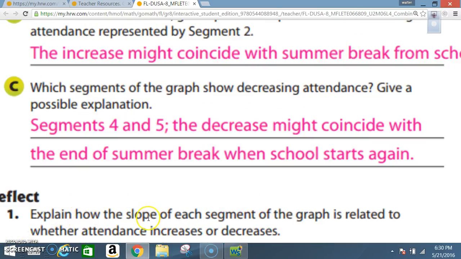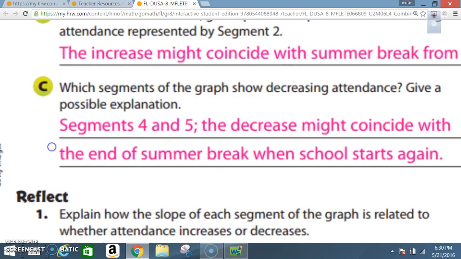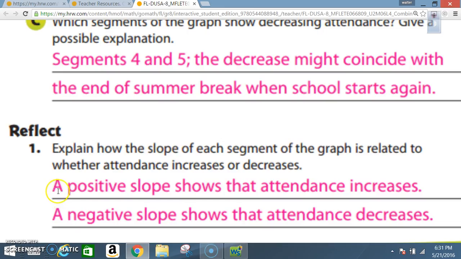Reflect. Explain how the slope of each segment of the graph is related to whether the attendance increases or decreases. Your conclusion should have been: a positive slope shows that the attendance increases, and a negative slope shows that the attendance decreases.